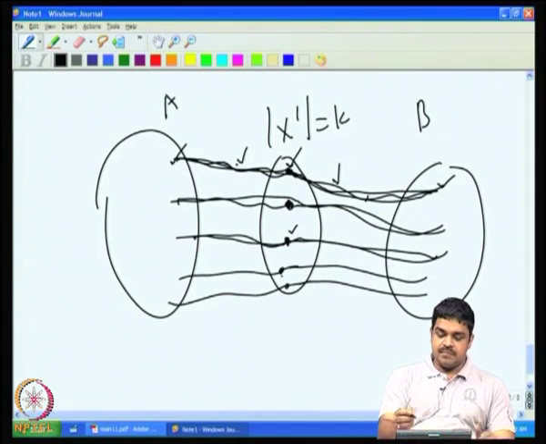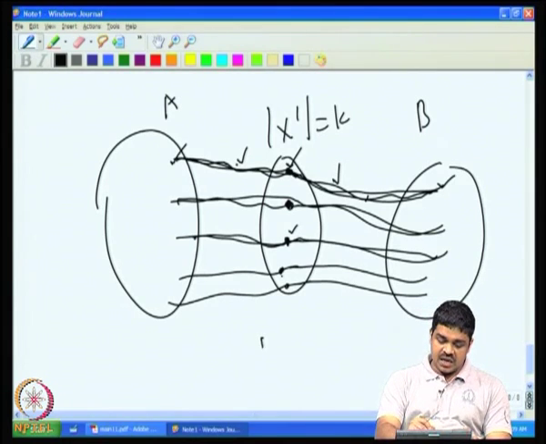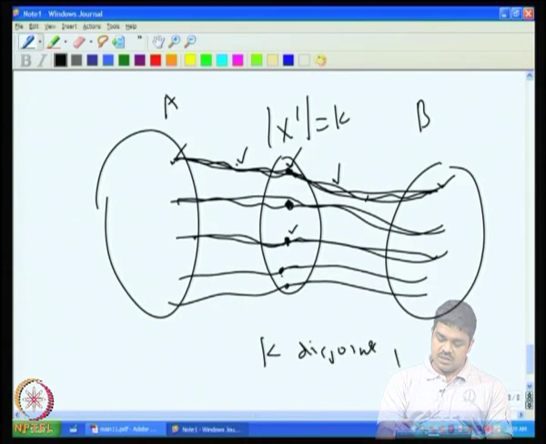So, we can paste the paths together and we get k disjoint A B paths in G, right, as we need it. That is what we wanted to prove. Initially we started off proving that if x dash is a separator of A and B of cardinality k, then we should have k disjoint A B paths in G. So, we ended up proving that.